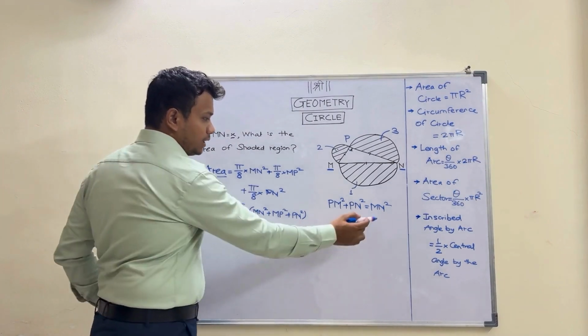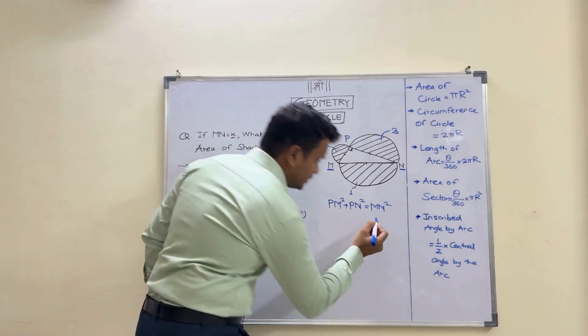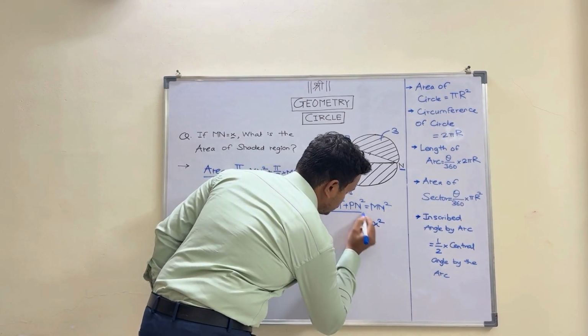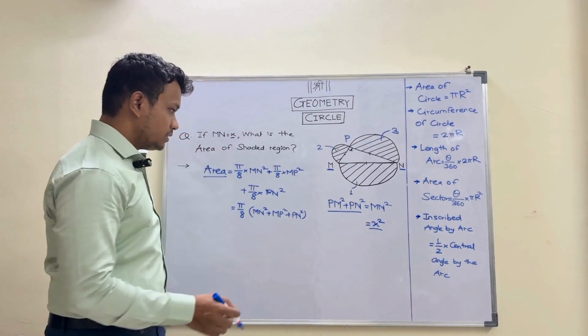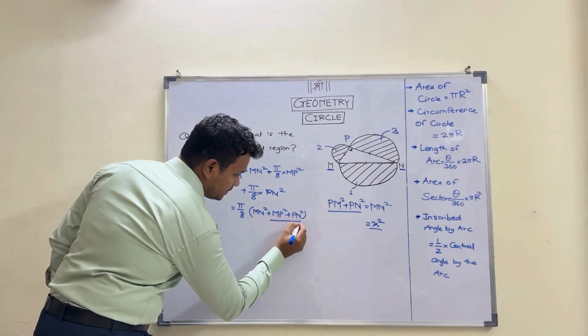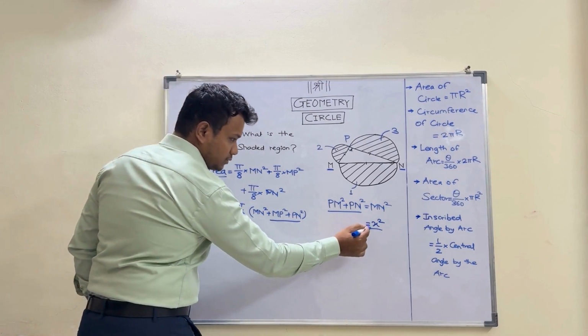So here I know MN. What is the MN value? They have given us MN as x. So I'll put it as x here. So x square. So my value PM square plus PN square is x square, correct? I'll just check it here. This is the same, right? MP square plus PN square and PM square plus PN square. So I'll put this x square here.